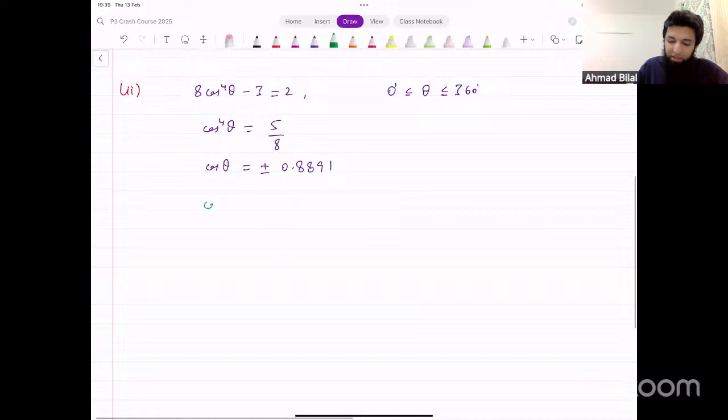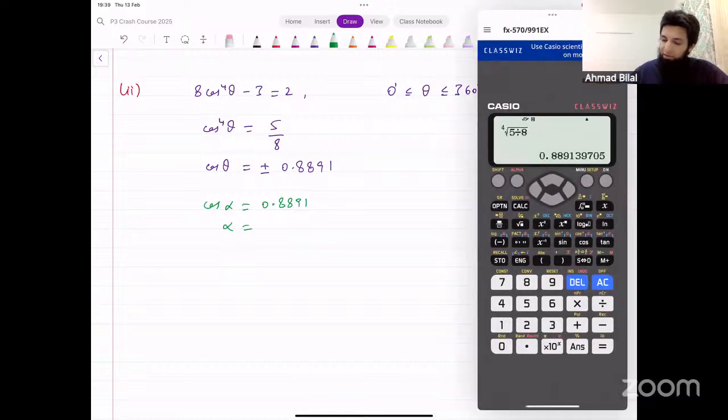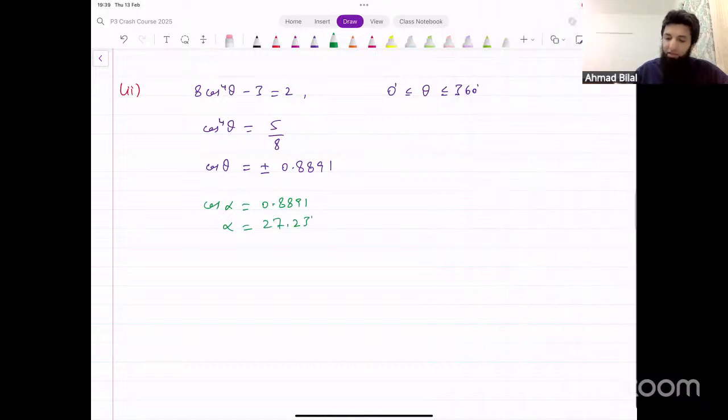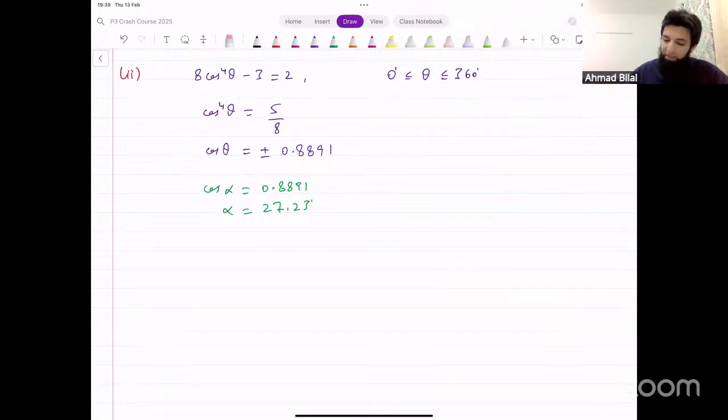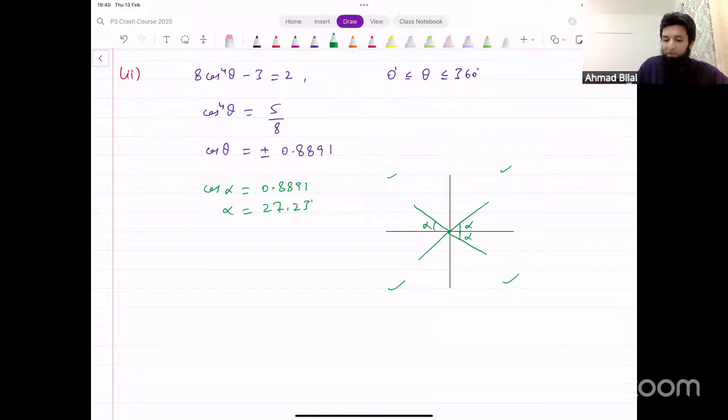And now you find the basic angle. Cos alpha equals 0.8891. See what the basic angle turns out to be. That's 27.23 degrees. What that means is the basic angle is this, but since cos is plus minus, we have to consider all 4 possible quadrants, right? 1, 2, 3, 4. In all of those quadrants, you write the possible angles in the given interval that have this basic angle.